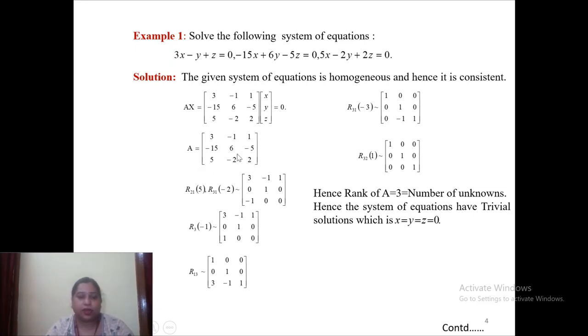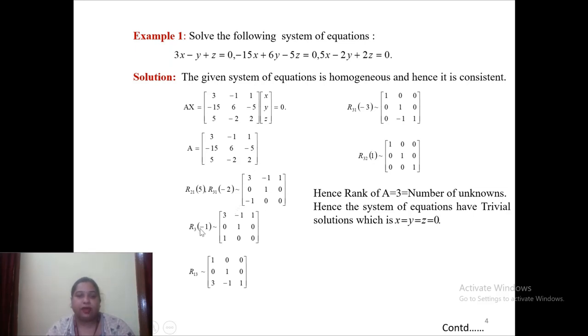Now we are trying to reduce this matrix to echelon form. First we apply the operations R2 tends to R2 plus 5 times R1 and R3 tends to R3 minus 2 times R1. In the first row we get 3, minus 1, 1. In the second row we get 0, 1, 0, and in the third row we get minus 1, 0, 0. So our matrix reduces to this.